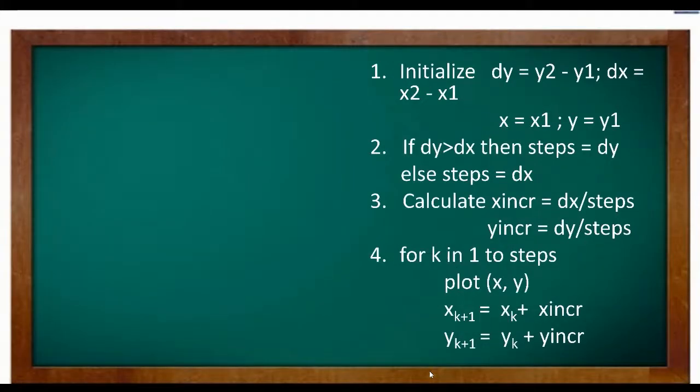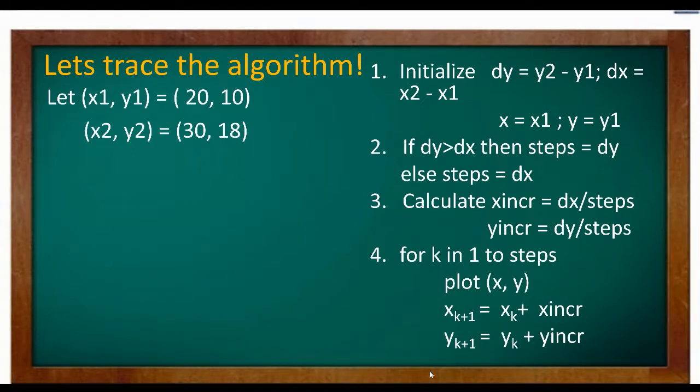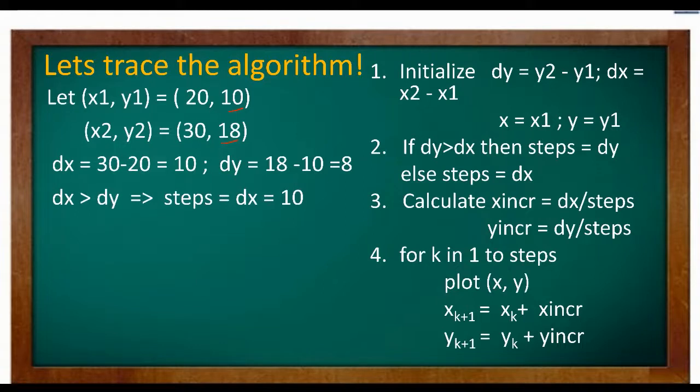We will trace this algorithm. We'll start with (x1, y1) = (20, 10) and (x2, y2) = (30, 18). Now we calculate dx and dy. dx is equal to 30 minus 20, that is 10, and dy is equal to 18 minus 10, that is equal to 8. Now we compare dx and dy, and dx is greater than dy, so steps is equal to 10.